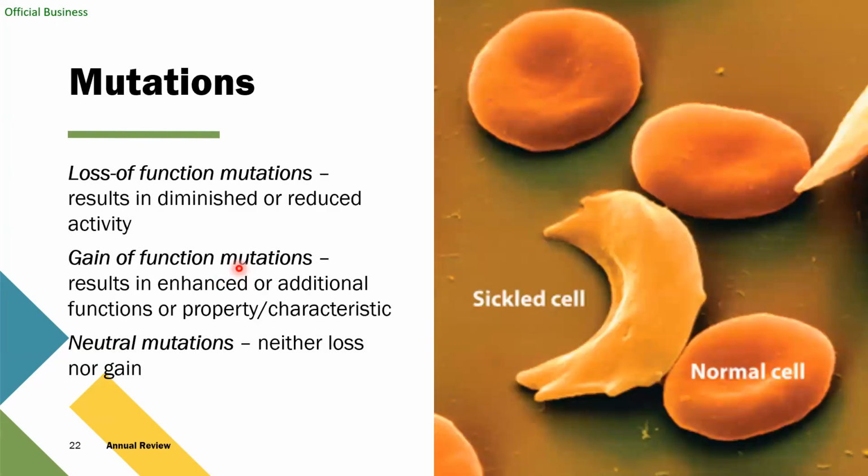That gives us several types of mutations. So we have loss of function mutation, which results in diminished or reduced activity. So loss of function is actually mostly a bad type of mutation. Then we have gain of function mutation, which results in enhanced or additional functions, properties or characteristics. And neutral mutation, which is neither good nor bad. So it's neither a loss nor a gain.